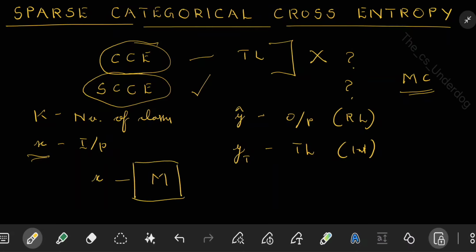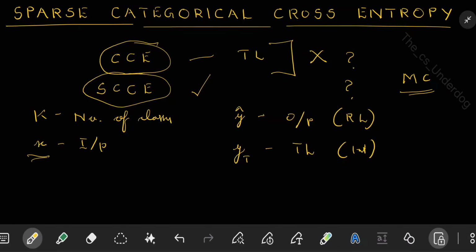You give X to the model. What did the model produce? It produced y cap, which is the raw logit produced by the model. The next step is, from this logit, you have to generate probability. How did we generate probability in the last lecture?